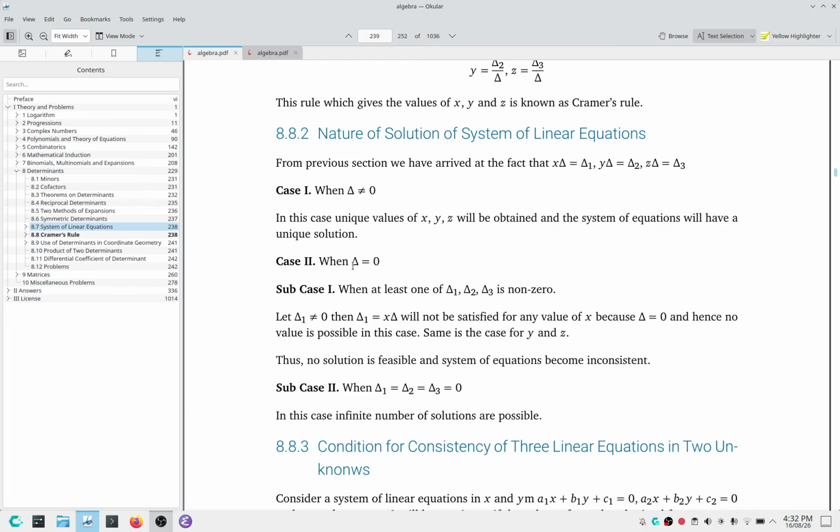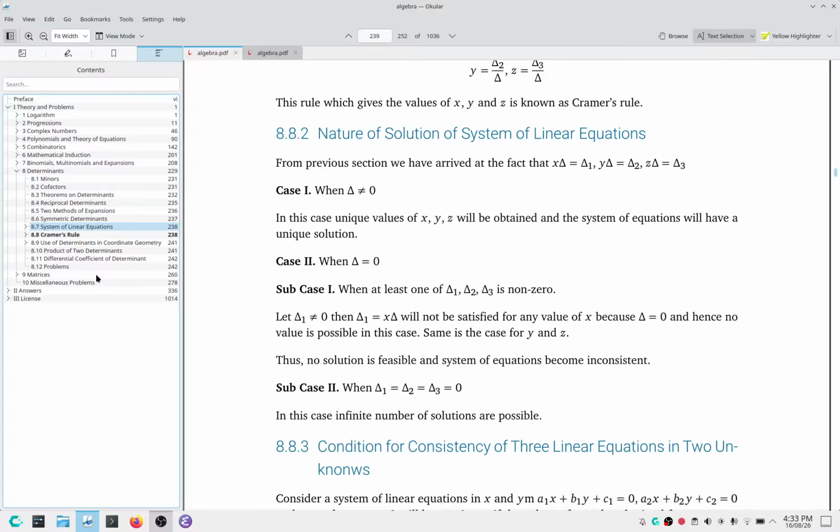And when delta 1, delta 2, delta 3 all are zero, the system has an infinite number of solutions. And when delta is not equal to 0, and delta 1, delta 2, delta 3 also could not be equal to 0, the system of equations will have a unique solution. Even though in this case, if you see delta 1, delta 2, delta 3 are 0, the solution will be infinity, right? So still you will have a unique solution.